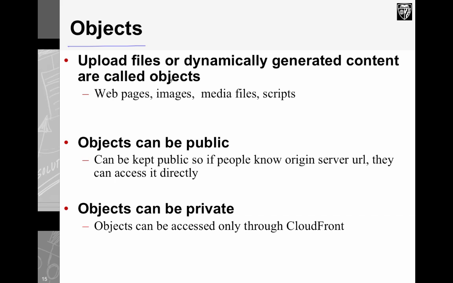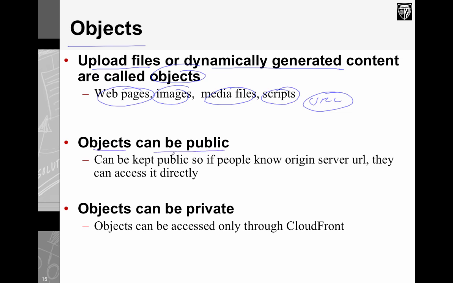Objects. Objects are really a fancy term for your uploaded files or even the dynamically generated content. They can be web pages, images, media files, scripts, or even some kind of a dynamic URL from where you're getting the content. Really, objects are your URLs. That's how you uniquely identify them.